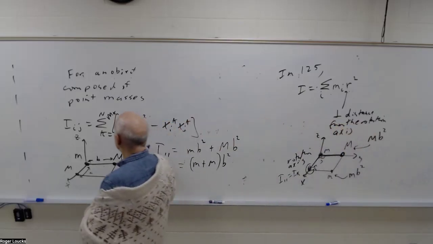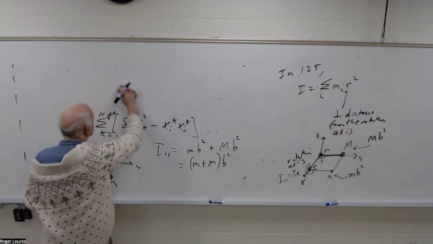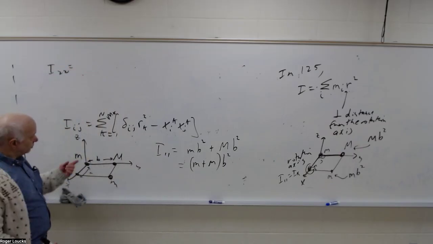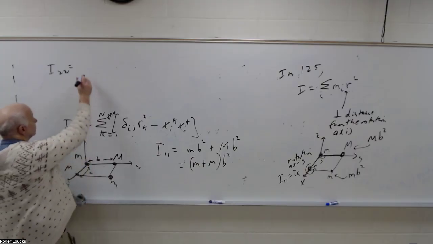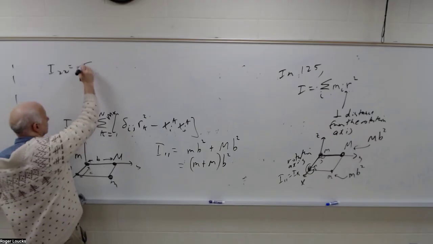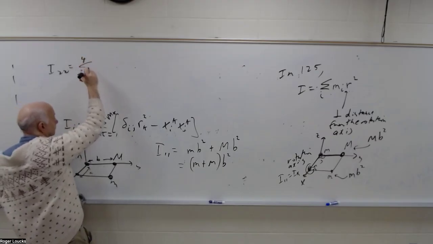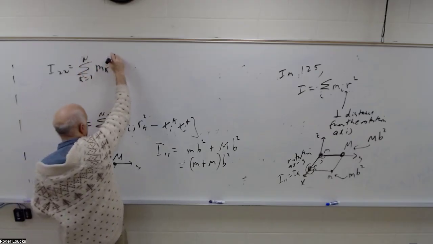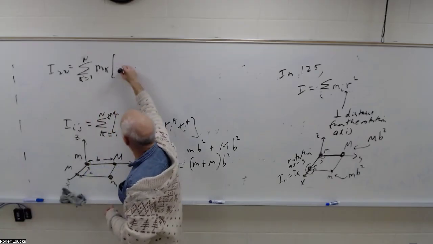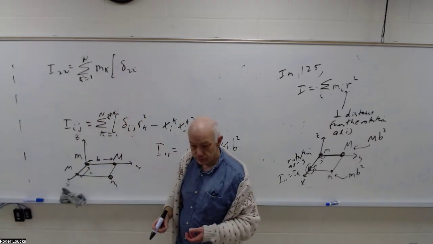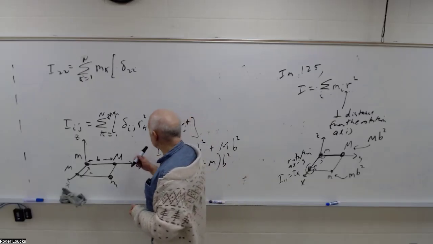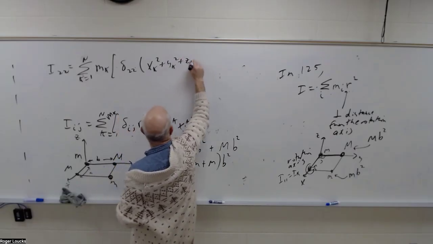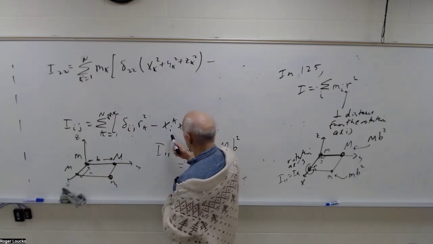Okay, now let's do I22. Okay, so I22 is going to be what? Let's go through and actually calculate this. So this is going to be the sum on k from 1 to let's see 4. I'll call this N. This would be mk. Okay, this is going to be delta 22. Delta 22 is nothing but 1. And so what is my rk squared? This is going to be xk squared plus yk squared plus zk squared. Okay. Minus, and then one of these through here.